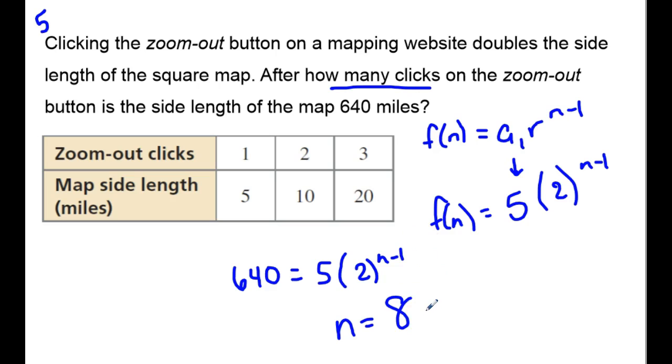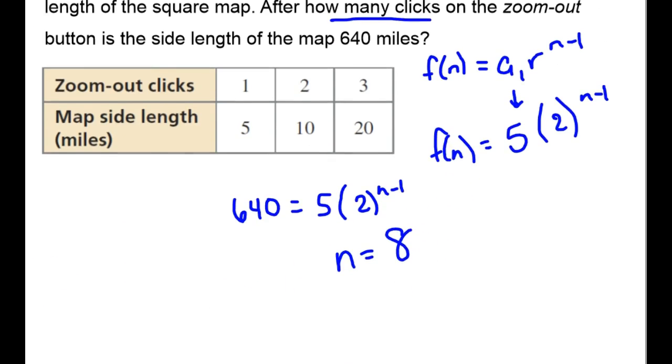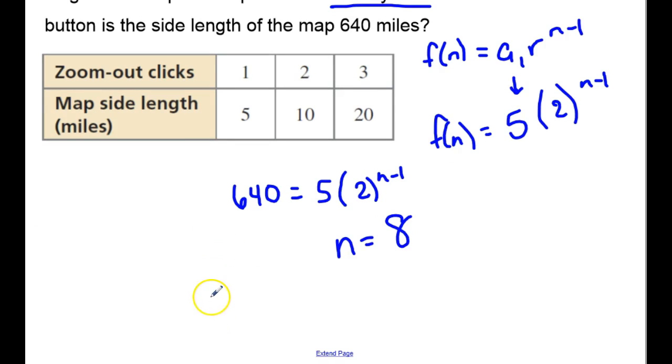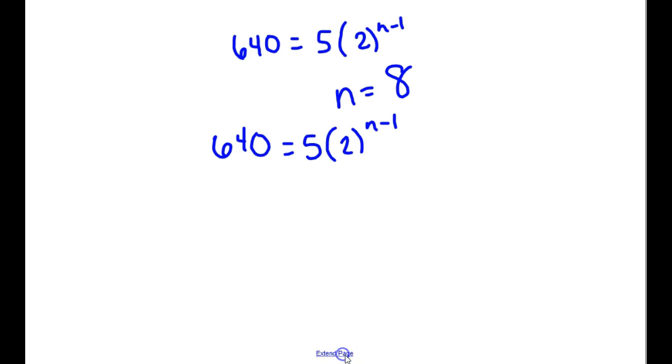So then I can also find this algebraically, right? Let's look at doing this algebraically. Because we looked at graphing, now we can do it just using our math. So I've got 640 equals 5 times 2 to the n minus 1. The first thing I want to do when we're looking at this mathematically is divide by 5. So I end up with 128 equals 2 to the n minus 1.